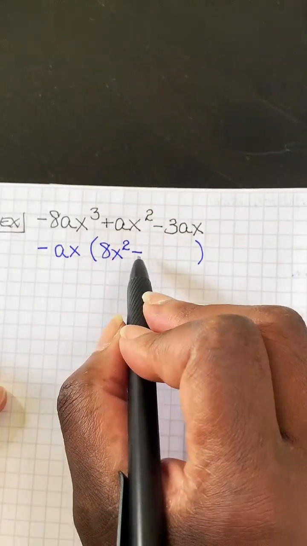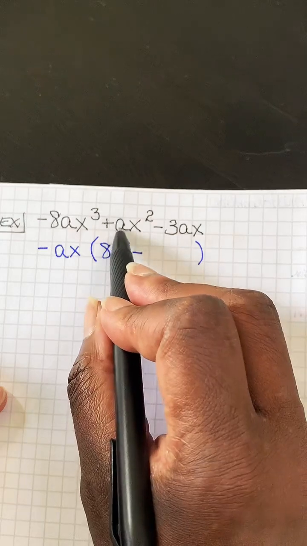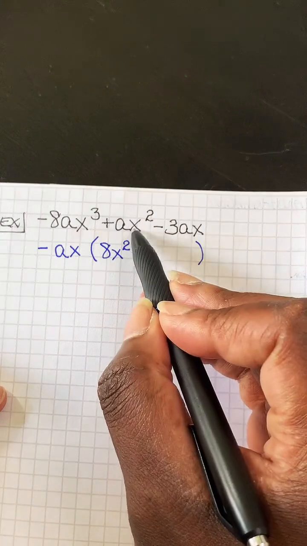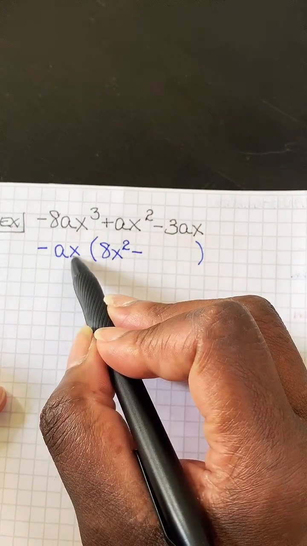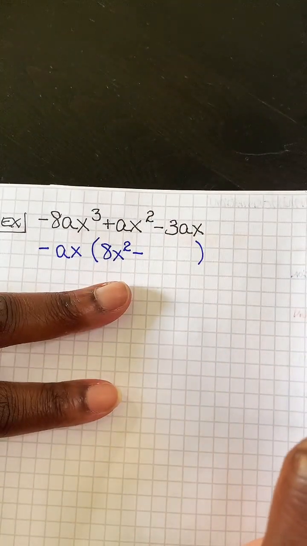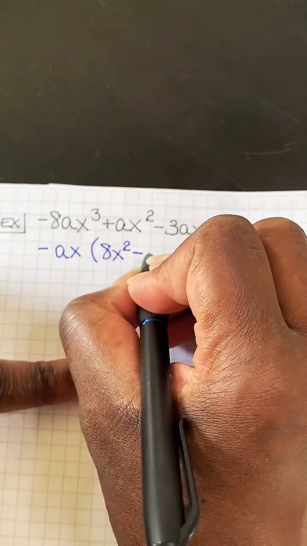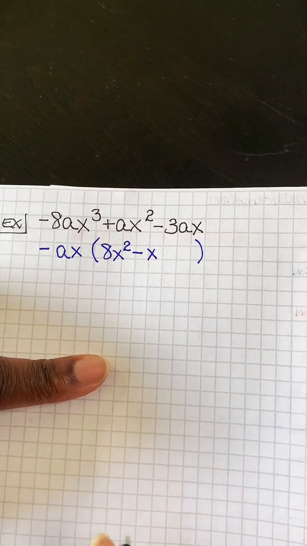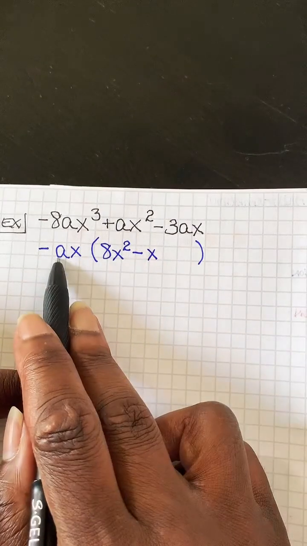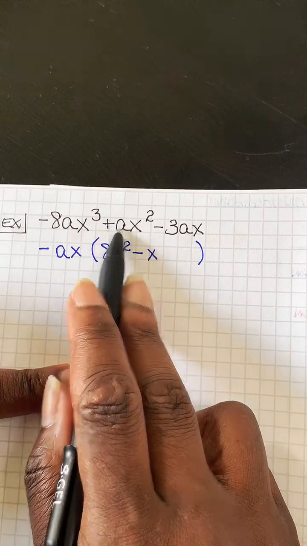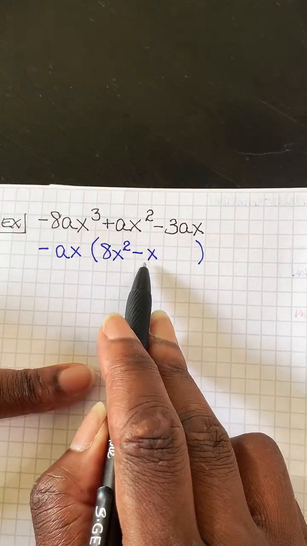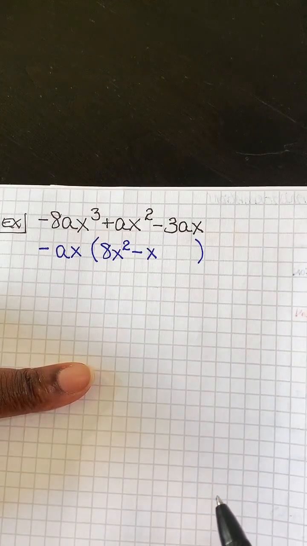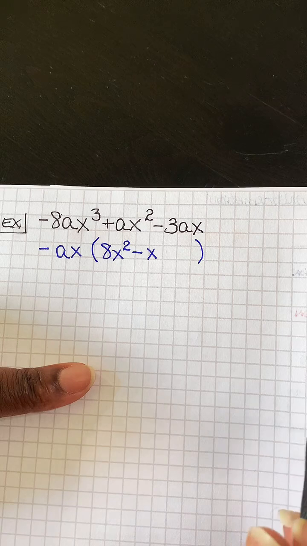Positive divided by negative is a negative. A divided by A gives me 1. X squared divided by x, if I had 2 x's and I take 1 out, that means I got 1 x left. So the A is gone because we pulled out that A. So A divided by A gives me 1. And the 1 is understood in front of just the x. Good. So negative x.